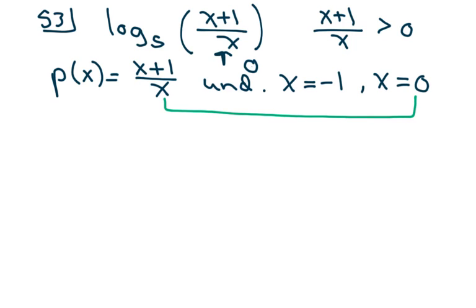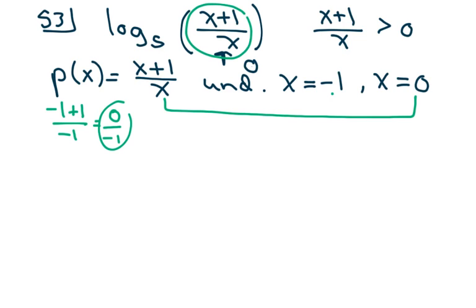It's undefined at negative 1 because you plug in negative 1 here, we get 0 over negative 1. This right here cannot equal 0. It has to be bigger than 0. So we have two issues here, so we're going to do the test value things.